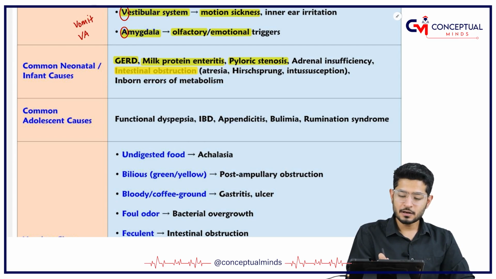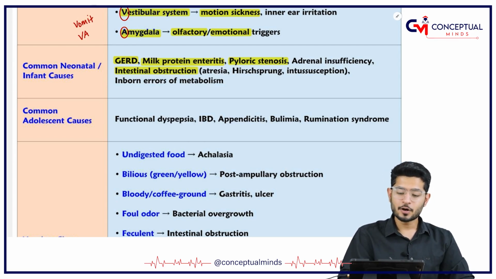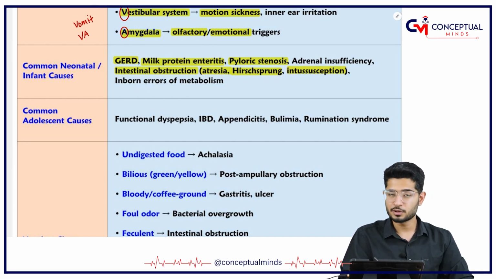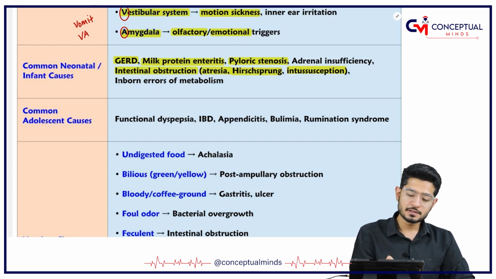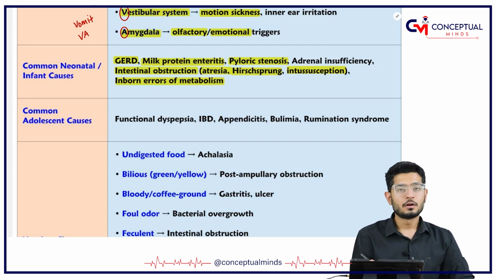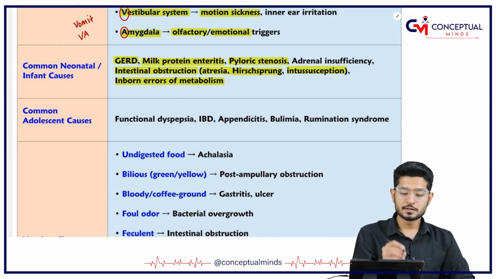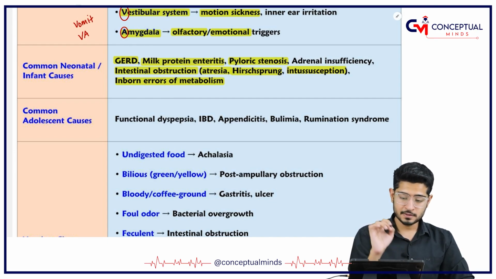Coming on to intestinal obstruction. So intestinal obstruction, like Hirschsprung disease, like intussusception, like atresia, in all these cases you will have what? You will have vomiting. And of course in some inborn errors of metabolism also. Okay, so just you have to remember when it comes to these causes.